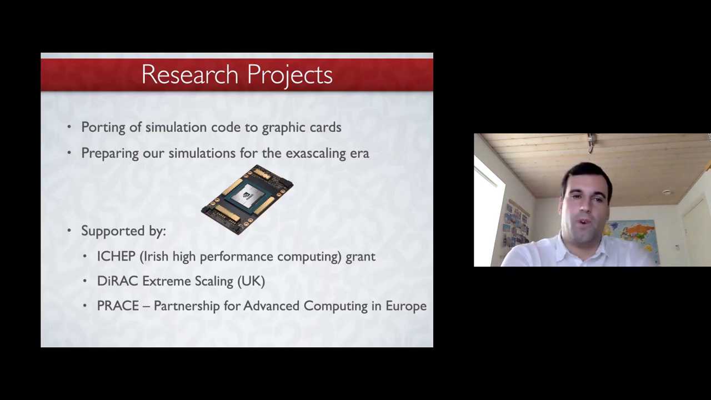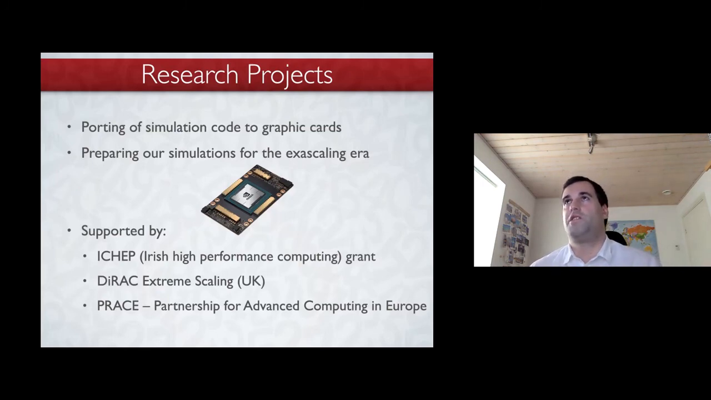And this will be supported by three different grants, or three different support units. This is an Irish high performance computing grant, a UK grant for extreme scaling, and a Partnership for Advanced Computing in Europe. But in order to be up to date and feasible for the future, this is something that has to be done and is currently being investigated.